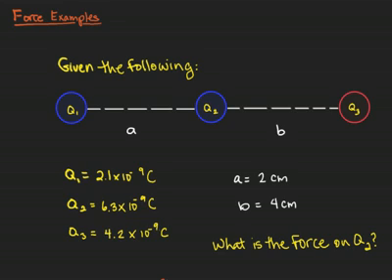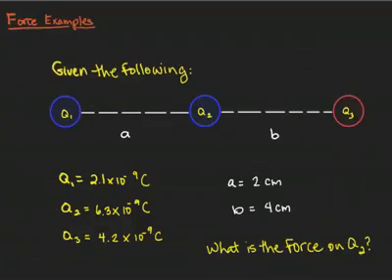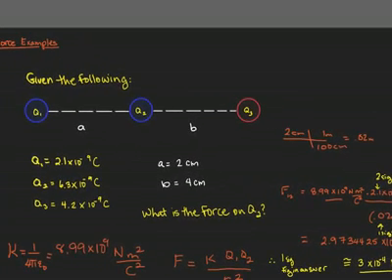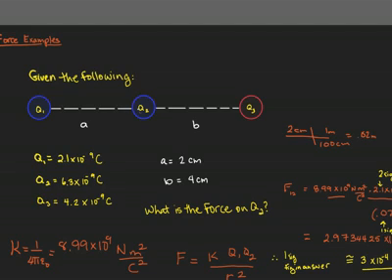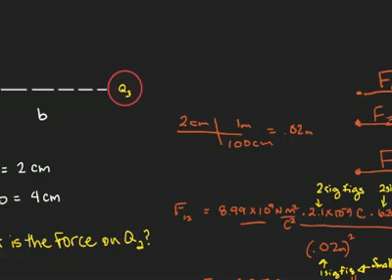So what we need to do first is get an intuitive feel for where the force is going to be pushing or pulling Q2. If we set up a force diagram, we should realize that 1 and 2 are the same charge, so we get a repulsion, and it's going to push that way. And 2 and 3 are opposite charges, so it's going to pull it in that same direction.